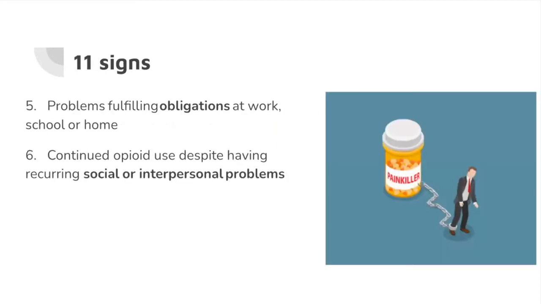The fifth sign is when they experience problems fulfilling obligations at work, school, or home. They show up to meetings late, they don't turn in assignments on time, they don't do their chores at home, and eventually that leads to the sixth sign, which is continued use despite having recurrent social or interpersonal problems. Of course, when you're late to all of the meetings you're supposed to be at, if you're not responding to your friends' calls, or if you're not there on special occasions in your family, you will have many damaged relationships, and that will in turn lead to even deeper interpersonal problems. And all of this is a result of an opioid use disorder.